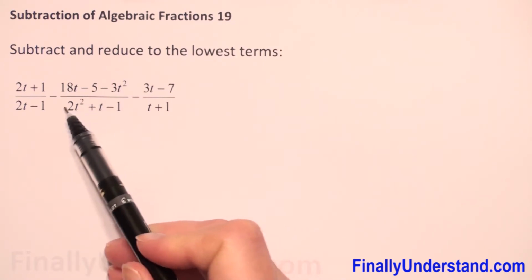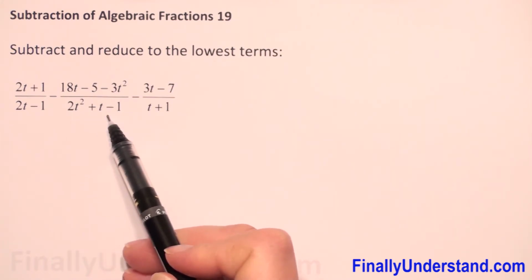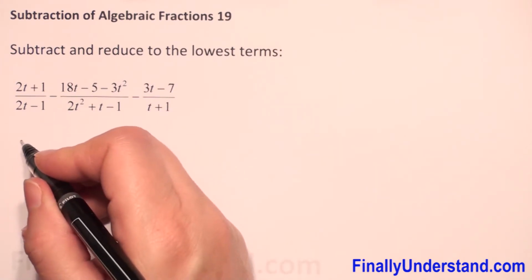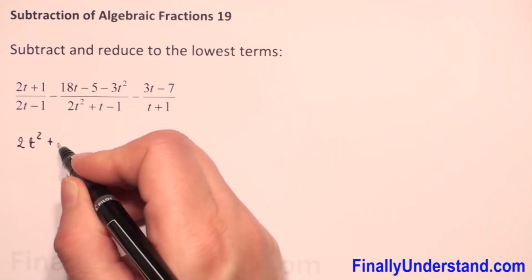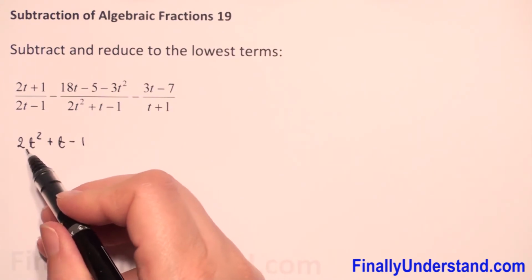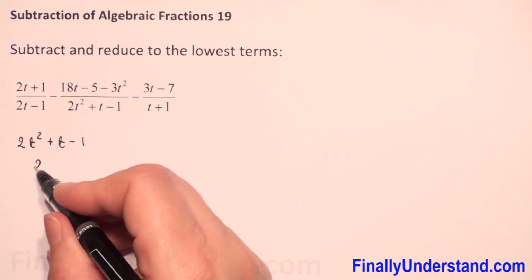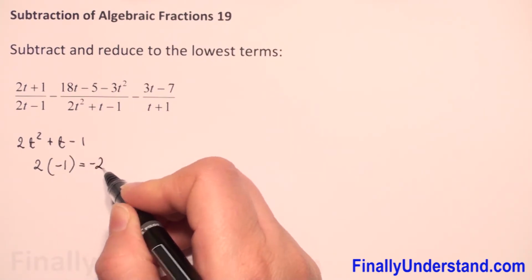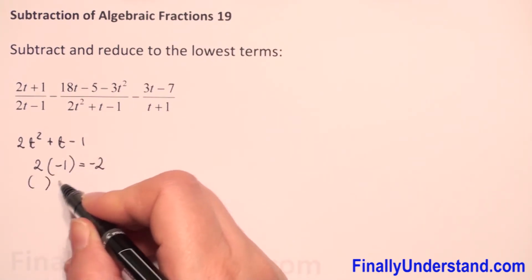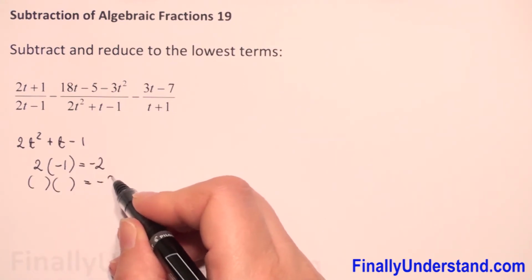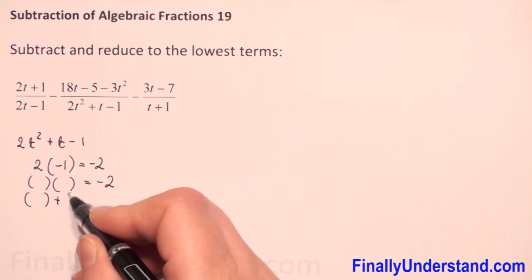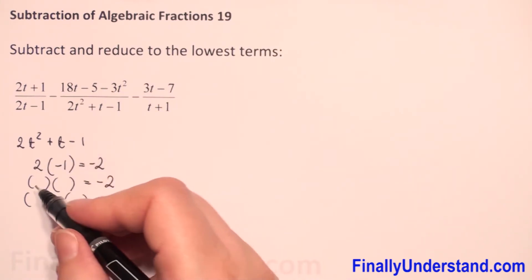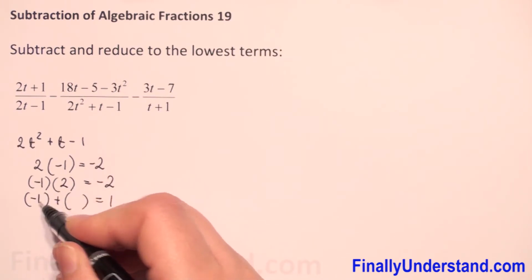So first I will try to factorize this trinomial by using the grouping method. Let me copy this trinomial, because the coefficient before t squared is different than 1, so first I have to multiply 2 by the constant negative 1, so this is negative 2. Next I have to find two numbers which multiply to negative 2, and when I add these two numbers I get the coefficient before t, which is 1. So this is negative 1 and 2, of course.